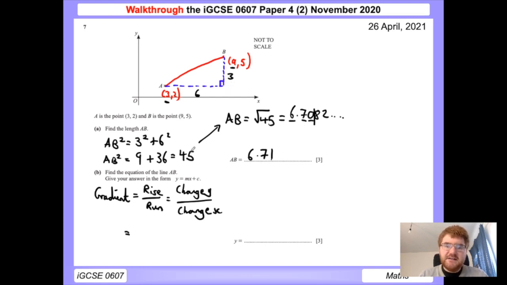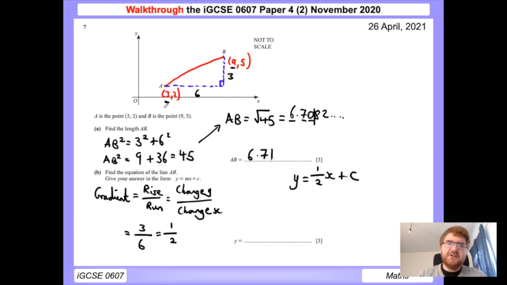So the rise is going to be 3, and the run is going to be 6. So the gradient is going to be equal to 3 over 6, which if we simplify our fraction is equal to a half. So by using this method, we've kind of got some bonus information for this question here. At this point, I can then write my line in the form of y equals mx plus c. And now I know that m, the gradient, is equal to a half. So I just write down y equals a half x plus c. But I need to work out this constant.